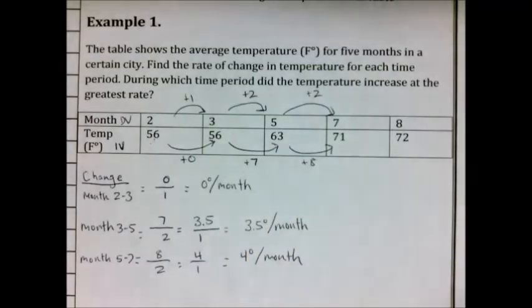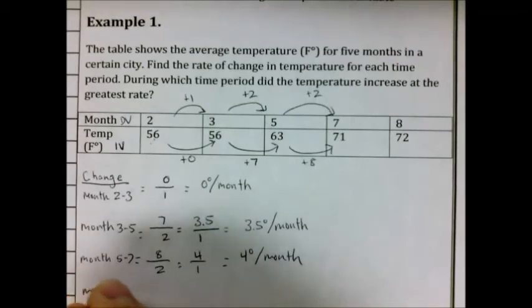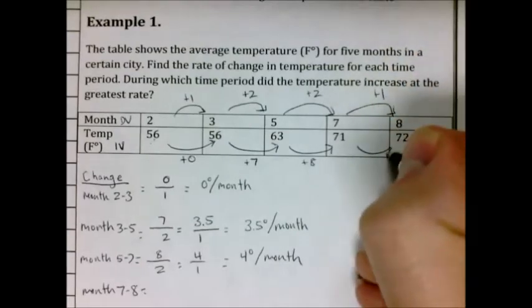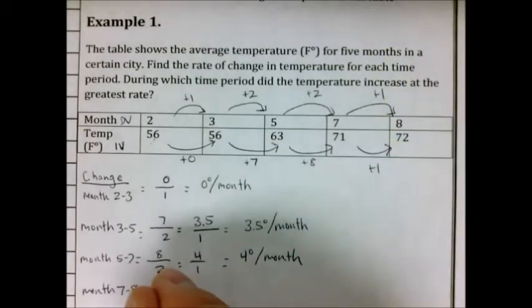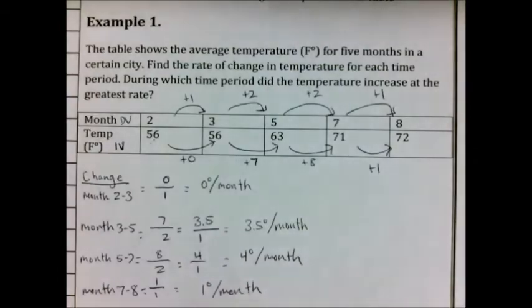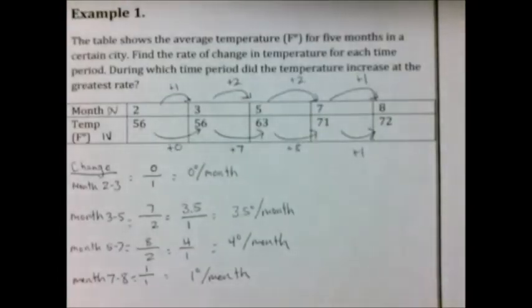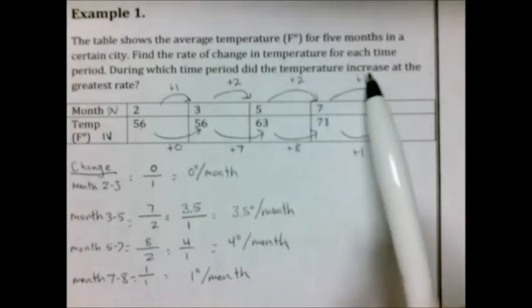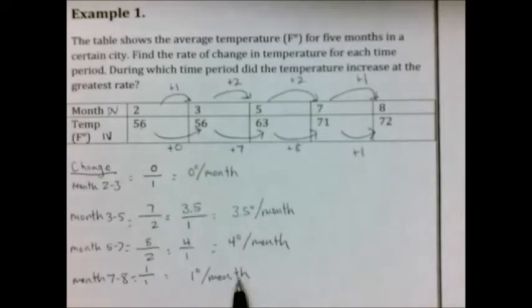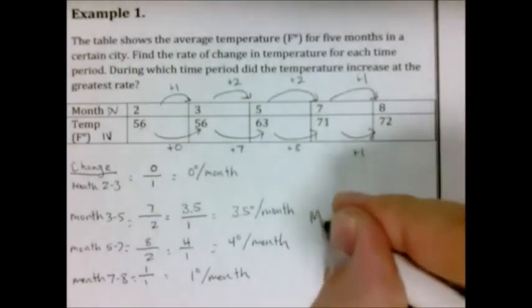And then finally, from month 7 to 8, we're adding 1 here, adding 1 there as well. So we got a 1 over 1, which is just 1 degree per month. That's our rate of change, our constant rate of change. Now the last part of this problem says: during which time period did the temperature increase at the greatest rate? We can see that the greatest rate of change in these values was between month 5 and 7 when it went up 4 degrees per month. So what you would answer is month 5 to 7.